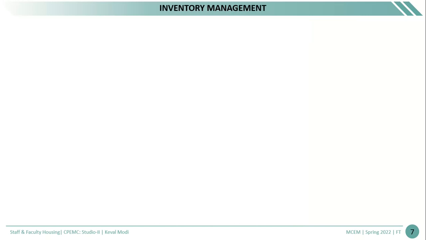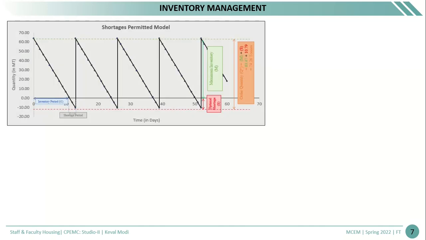So next comes inventory management. In inventory management, basically different types of EOQ models are proposed. The first EOQ model is the shortage model. As per the shortage model, the inventory period is coming around 11 days and the shortage period is coming around 2 days. Therefore, the total cycle time is 13 days.